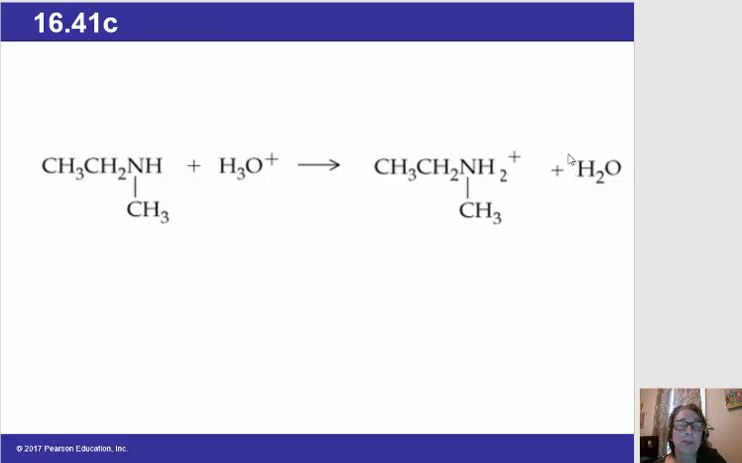So if you got these right, pat yourself on the back, and if you didn't, it's all right. It'll just take a little bit of practice in identifying what the acid is, what the base is.